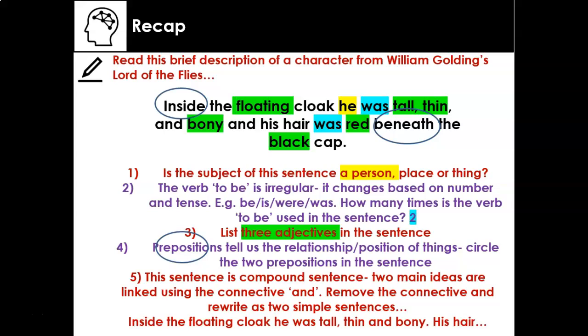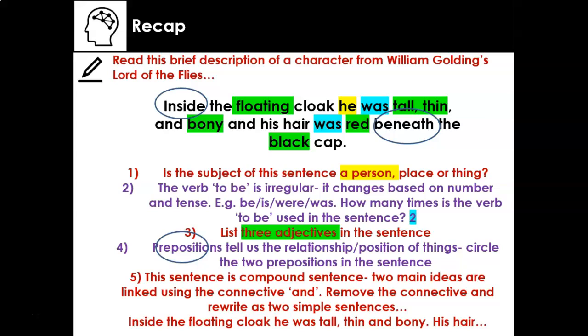Okay, so we've got "was" being used twice. Now, for the 3 adjectives, there are more than 3. Now, let's just look at some of the characteristics of adjectives again then. So colours are adjectives. So we've got red hair, we've got a black cap. So any words that are colours are adjectives.